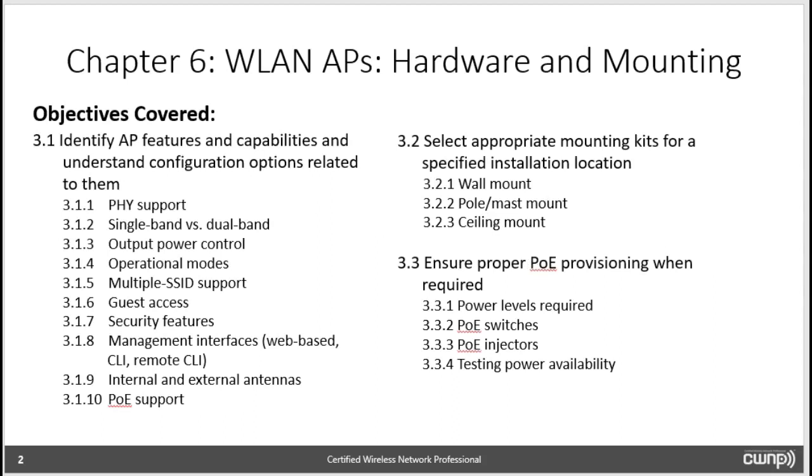So, what's covered in this? Well, basically, if you're looking at the objectives covered, it looks at the capabilities of the access points, and some of these really become less important. But as far as the ones that you probably deal with the most, how do you mount them, where do you put them, and then how could you power them up, both directly or with power over Ethernet?